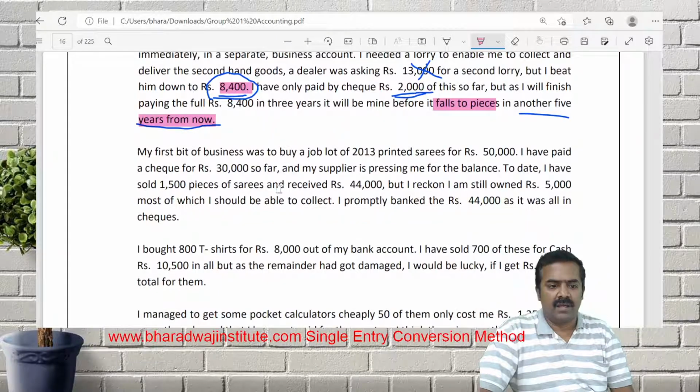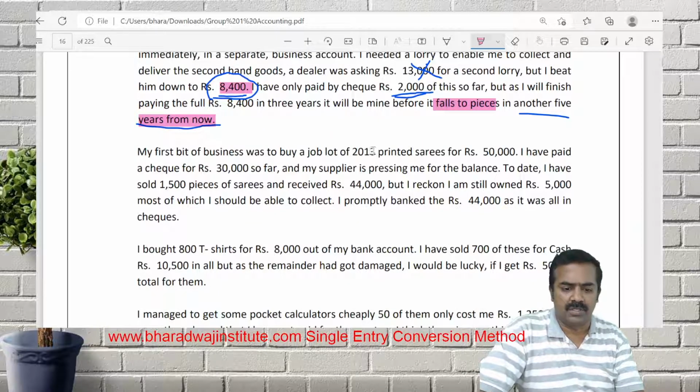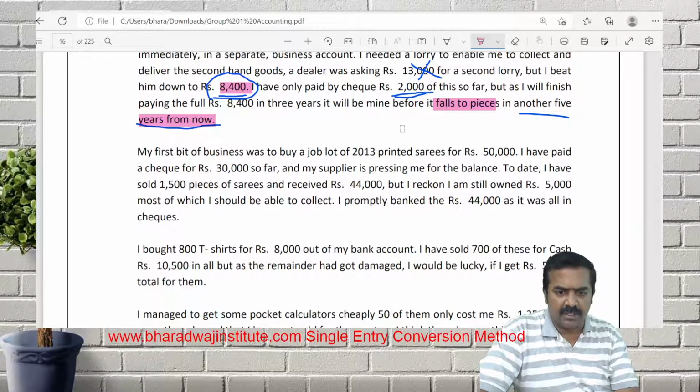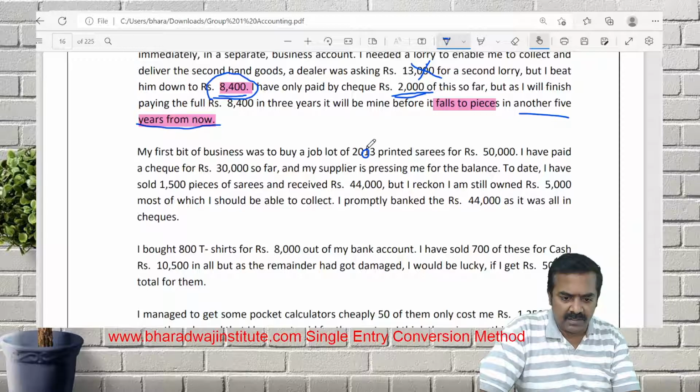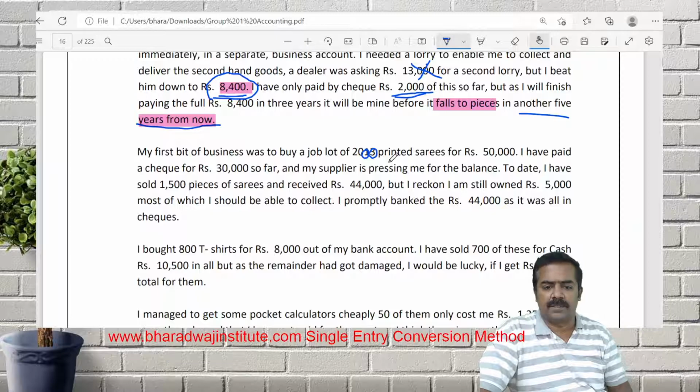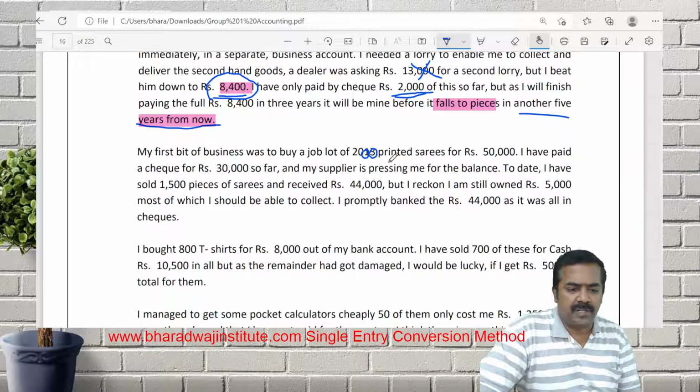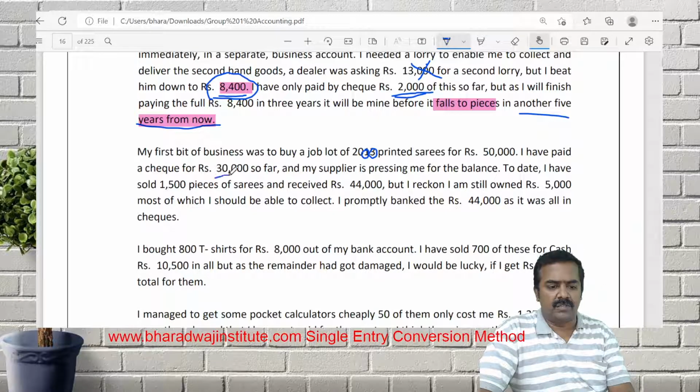6 years. Then my first business was to buy 2013 printed sarees, and not 2013. This is actually 2000 printed sarees, not 2013 printed sarees. There is a typing error. Please make a change: 2000 printed sarees. Quantity is 2000. For how much? 50,000. He has paid 30,000 by check.